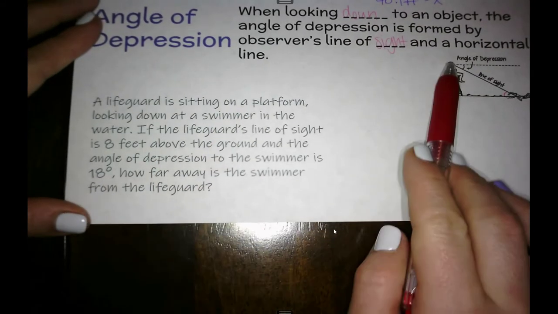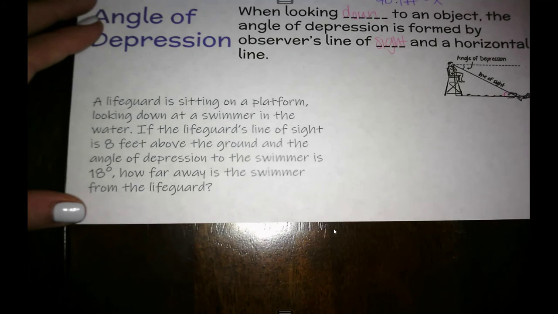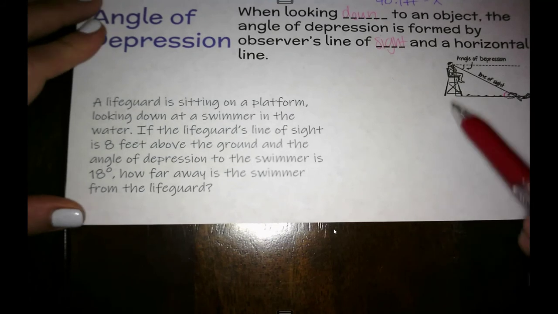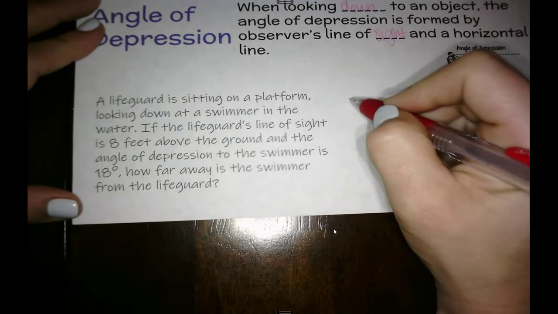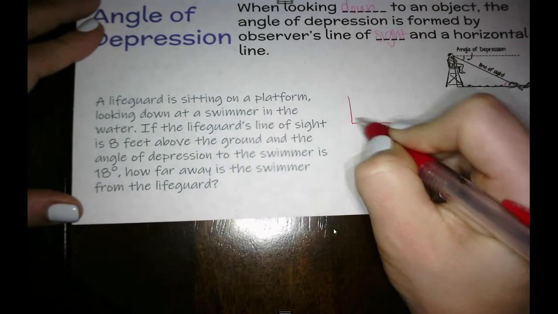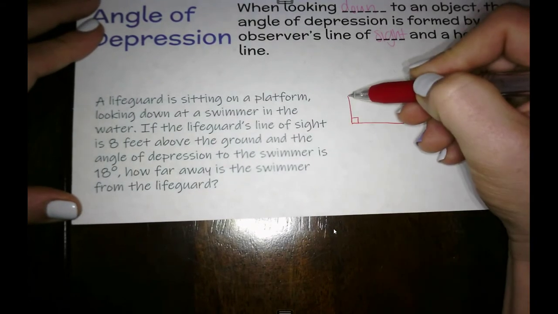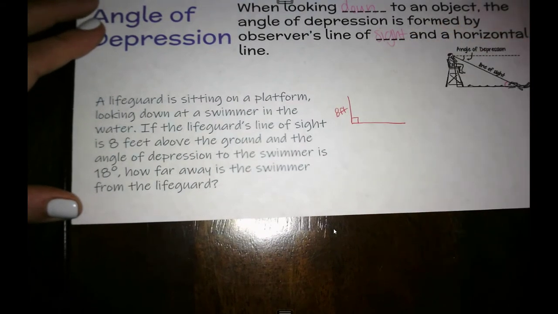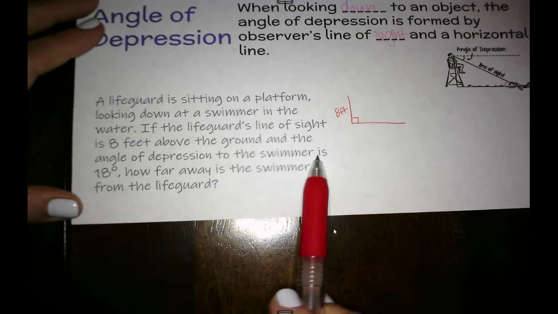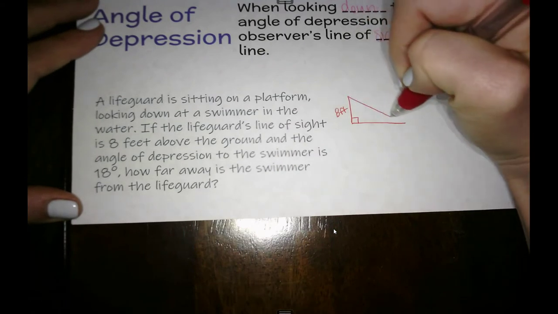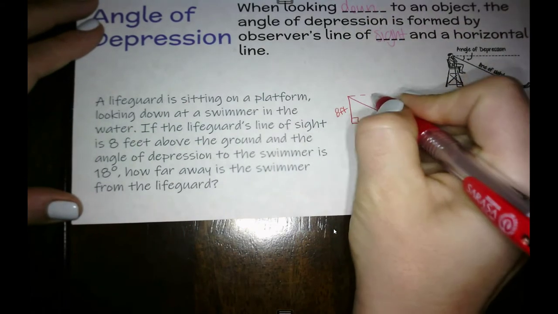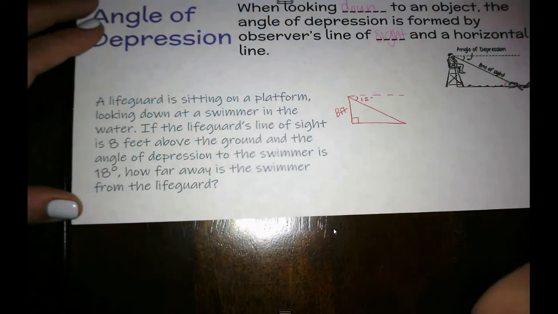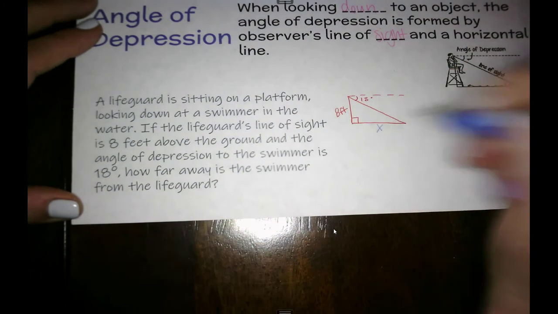All right, let's look at it. A lifeguard is sitting on a platform looking down at the swimmer. If the lifeguard's line of sight is 8 feet above the ground, so here's our ground. He's sitting up here at 8 feet. And the angle of depression to the swimmer is 18. So here's his line of sight. And this is 18 degrees. How far away is the swimmer from the lifeguard?